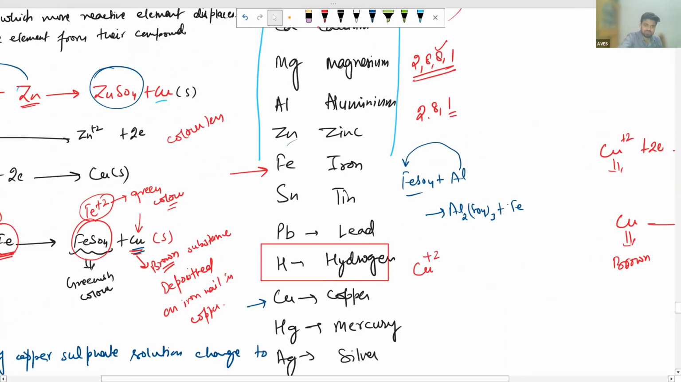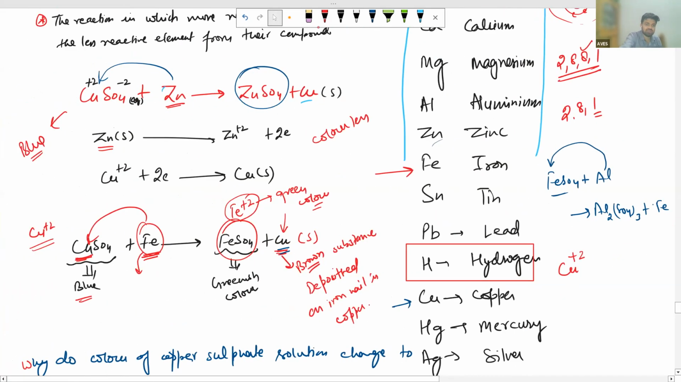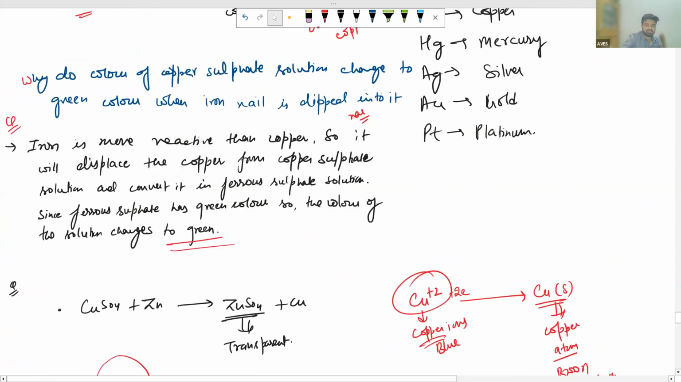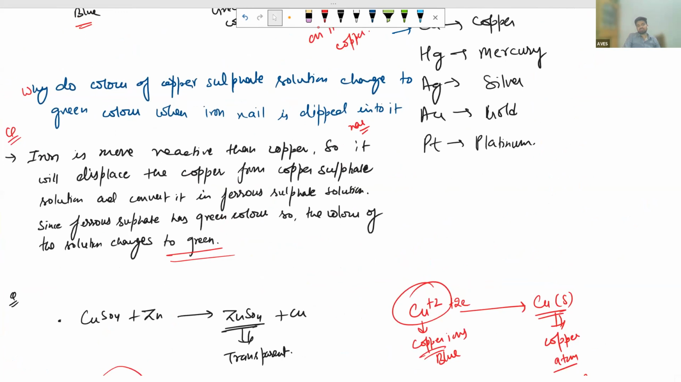So the question that comes in examination is: why does copper sulfate solution change to green color when an iron nail is dipped into it? The reason is iron is more reactive than copper, so it will displace the copper from copper sulfate solution and convert it into ferrous sulfate solution. Since ferrous sulfate is green in color, the solution changes to green color. Please note it down.